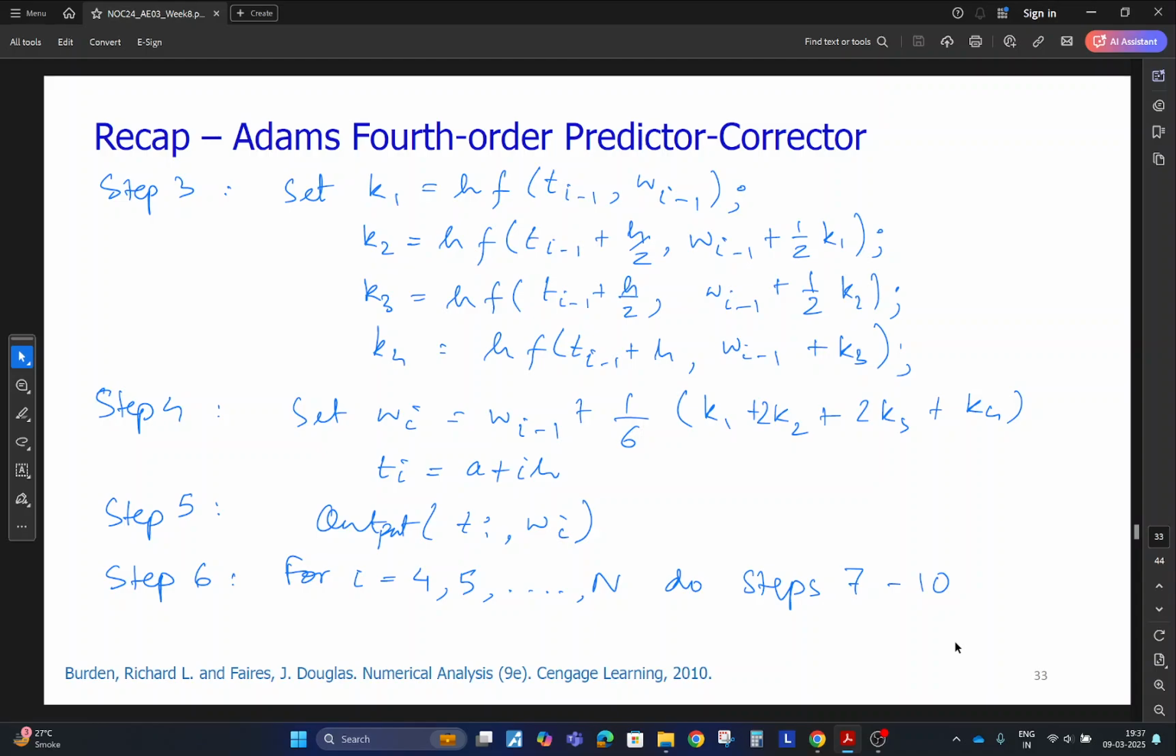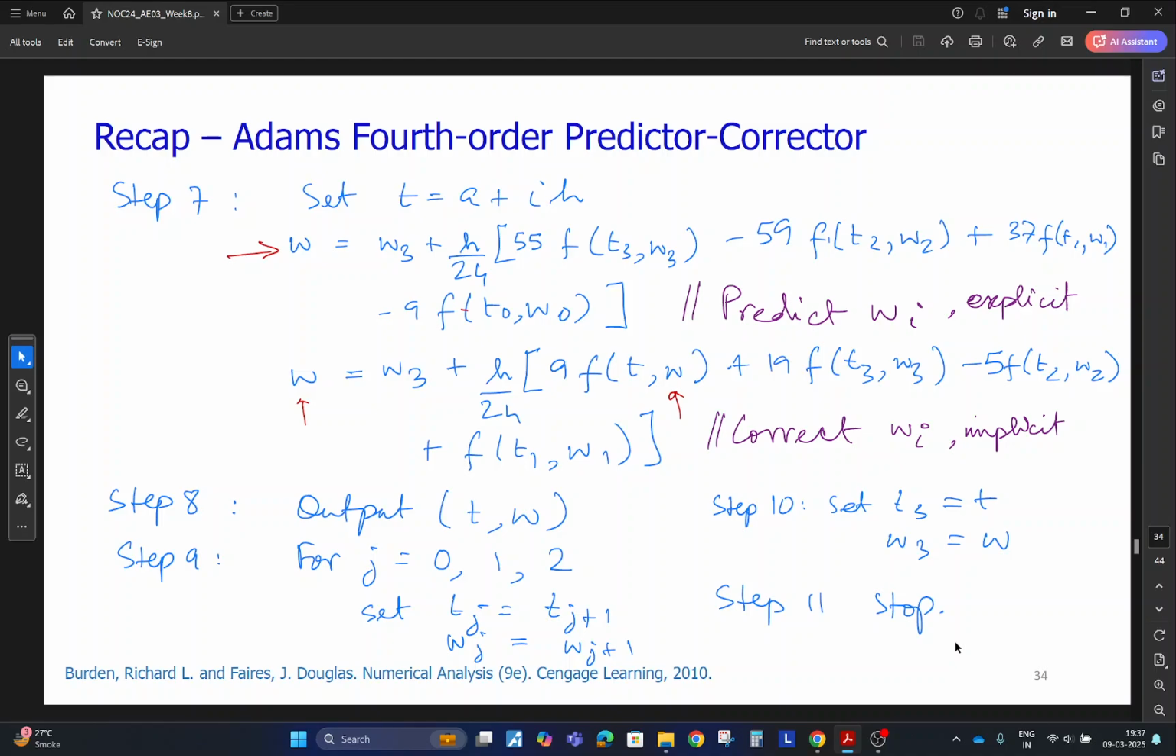In the fourth step, we set wi equals w(i-1) plus 1/6 (k1 plus 2 k2 plus 2 k3 plus k4), and we also set ti equals a plus ih. In the fifth step, we output ti comma wi. In the sixth step, we start a second loop to loop through the steps 7 to 10 and start the iteration counter from i equals 4, 5 till n.